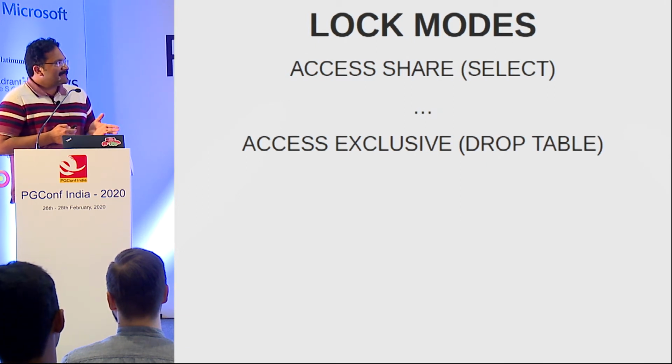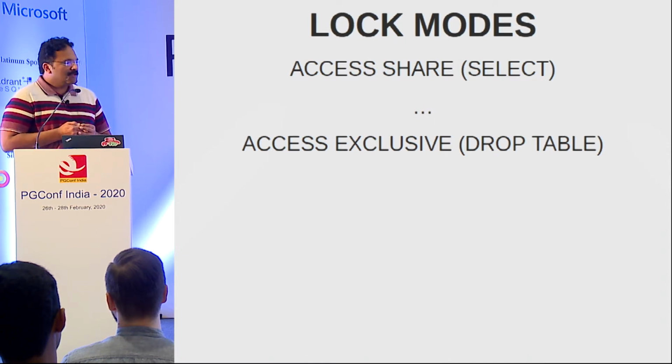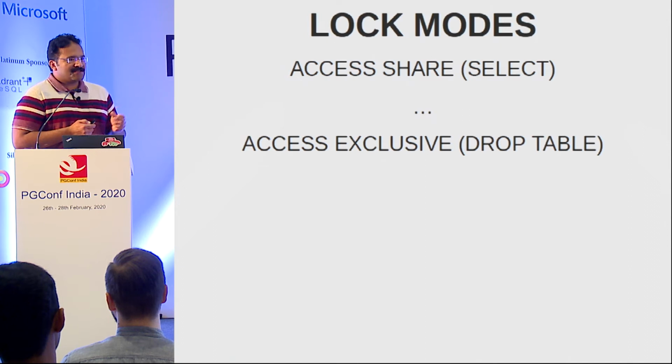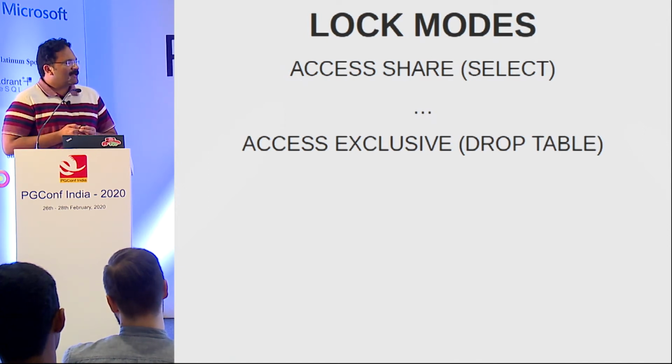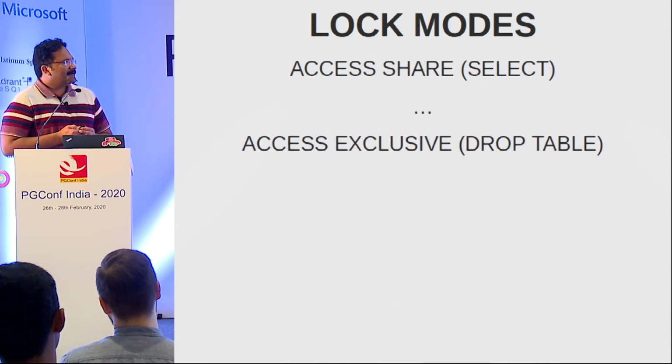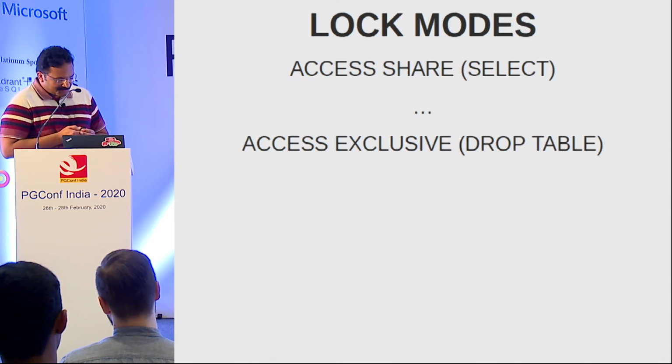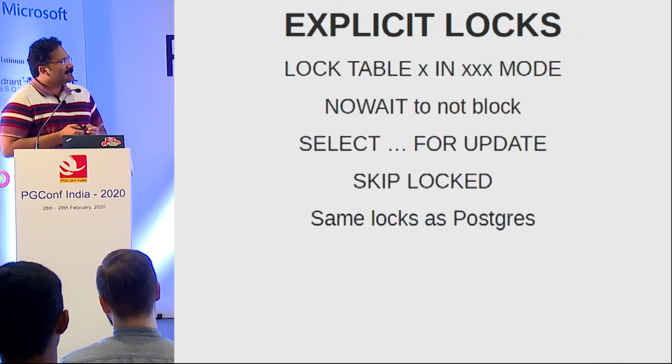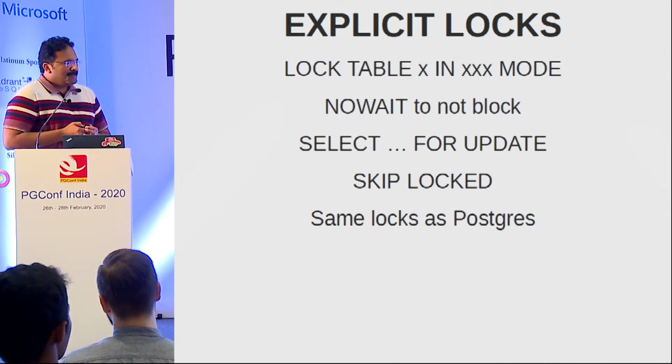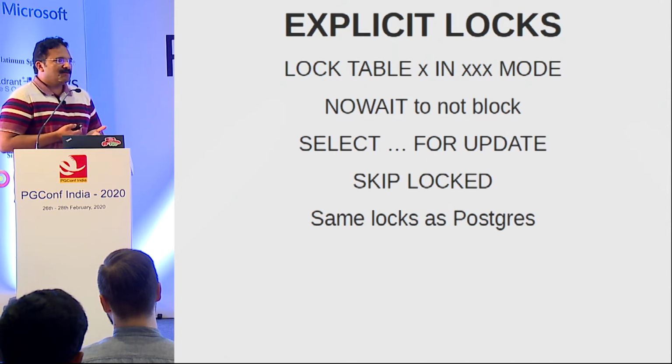Only if another session wants to acquire an access exclusive lock will processes that hold an access share lock be blocked. So for example, if you are trying to drop the table, then you have to wait until all the sessions that are selecting from it have released their lock. Okay, one more thing I forgot to mention here. There is no unlock table command. Any lock that you acquire is released at the end of your transaction or at the end of the session.